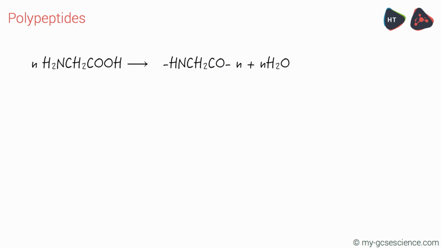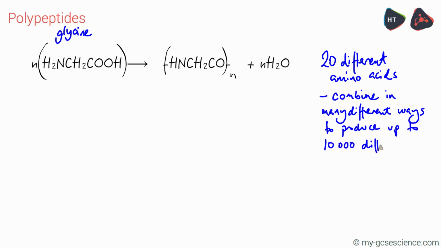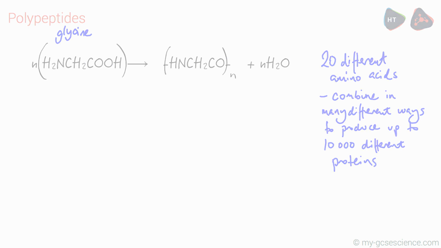In a polypeptide, we have n number of amino acids, joining to form a long polypeptide chain containing n number of repeat units plus n H2Os. In this molecule we've used glycine, which is the simplest amino acid. But there are 20 different amino acids that can all combine together in different ways to produce up to 10,000 different proteins in our body. But as we showed in the previous video on condensation polymerization, it doesn't matter what's in the middle of the molecule, as the middle section doesn't react. So no matter what amino acid you have, it will react in the same way as this glycine example.